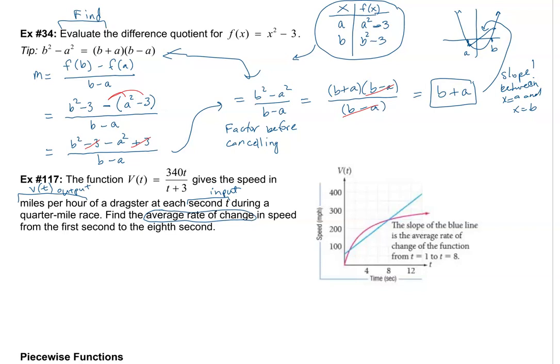So I see those words, average rate of change. I'm just thinking slope. Here's a diagram that was in our book.